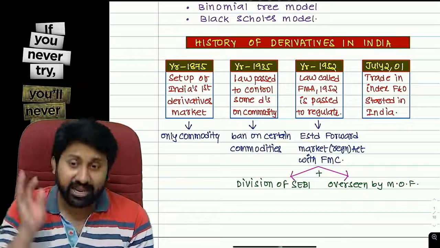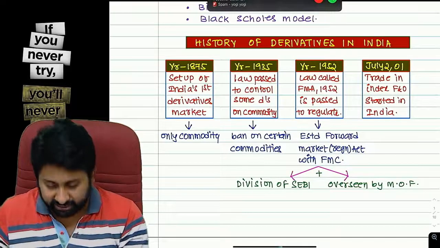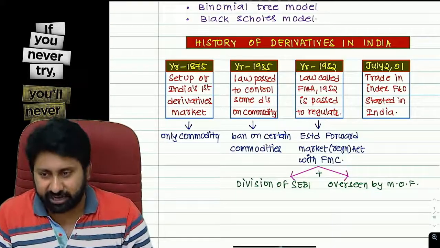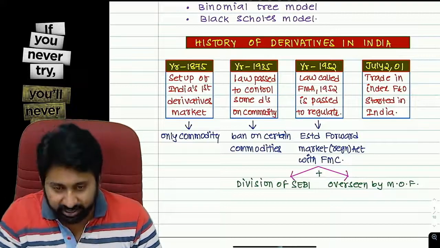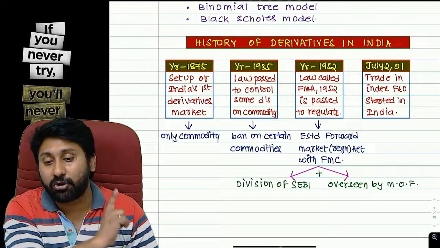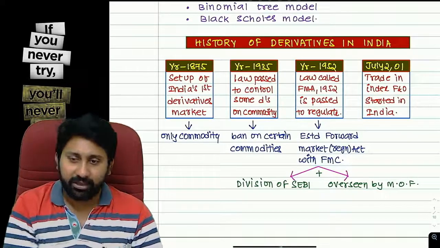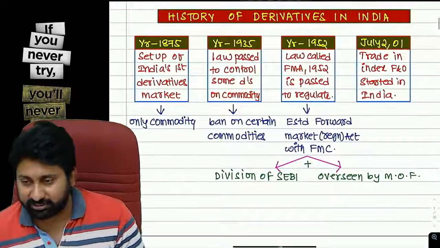So like this, I can give 12 to 13 events, but I don't want to waste time discussing these unrelated issues. Mainly you need to understand that derivatives are not new in India. They have been there since 1875, but originally they started on commodities. Later they added stocks and shares in India. If anyone wants to copy, I am giving you 1 minute. Copy this down quickly.